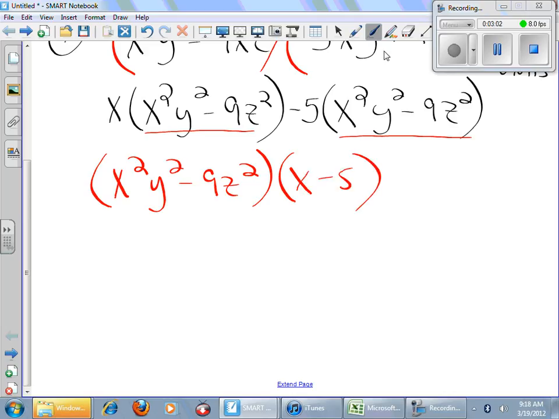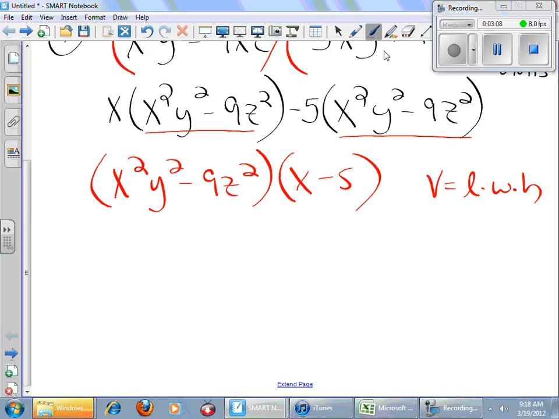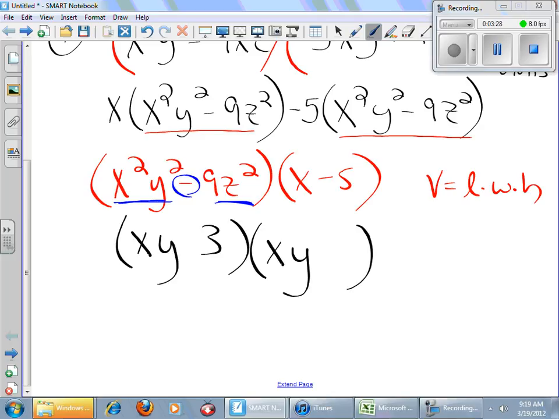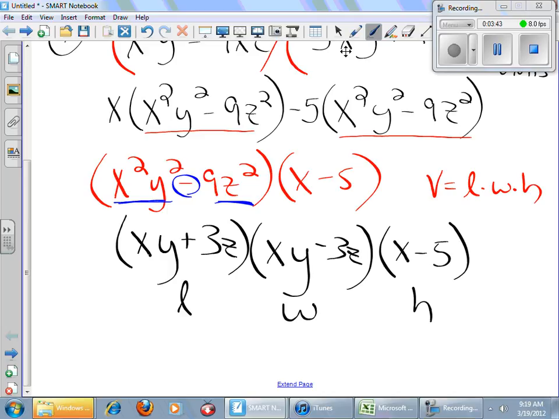Now look, I know that volume of a prism can be found by doing length times width times height. I'm expecting to get three quantities. Right now I only have two. But as I look inside this first quantity, I notice I have a perfect square. I notice I have another perfect square, and there's a negative. This will factor as the difference of perfect squares. I'll get an xy and an xy. I'll get a 3z and a 3z. And one's positive and one's negative. The x minus 5 needs to come down, and there are my three quantities, my length, my width, and my height. And it doesn't matter which one's which, okay?